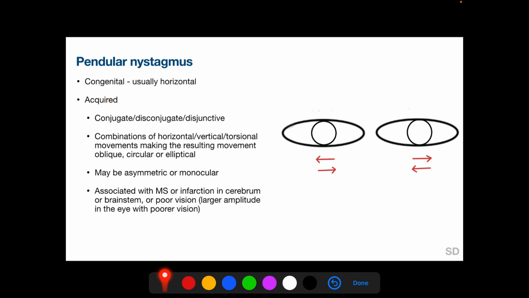Acquired pendular nystagmus can be a combination of horizontal, vertical or torsional movements, making the resulting movement of the eyes oblique, circular or elliptical. Between the two eyes, acquired pendular nystagmus may be asymmetric or monocular, may be conjugate, disconjugate or disjunctive, and pendular nystagmus has been found with multiple sclerosis, brainstem and cerebellar infarction, and with poor vision, with the eye having the poorer vision having a larger amplitude of the nystagmus.